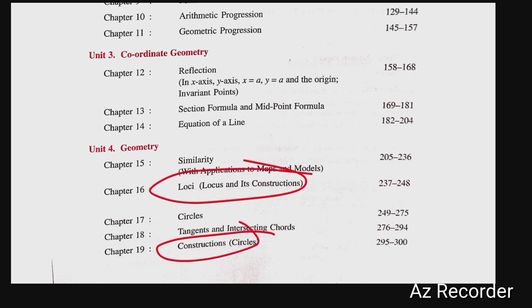You will have to learn to construct the locus of points which are equidistant from two given points or a straight line. Another one is the locus of points which are equidistant from a fixed point, and next is the locus of points which are equidistant from two lines, or a common vertex angle. So these are the three which we have to learn from locus.